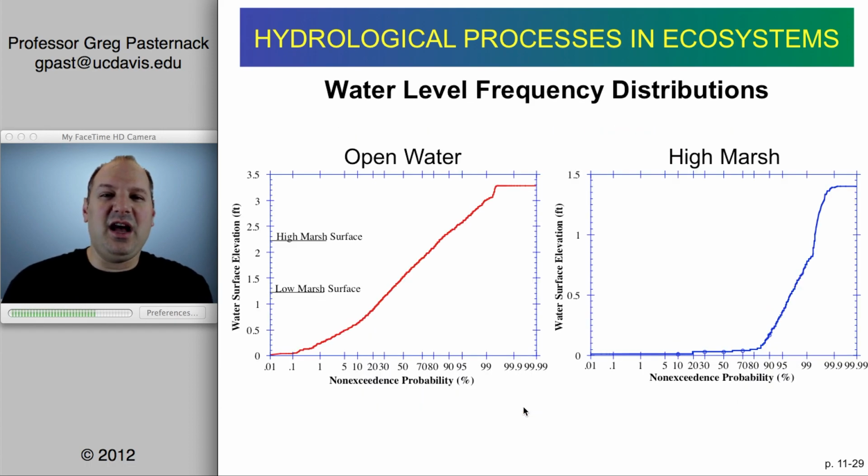We could also take this data, which is part of an assignment associated with the class, and plot what's called the non-exceedance probability. This shows how frequently water levels of different elevations occur. If we take 0.5 and go across, let's just pretend that it hits at 5. What this means is that only 5% of the time does the water level not exceed this stage of 0.5 feet. That means that 95% of the time the water does exceed that.